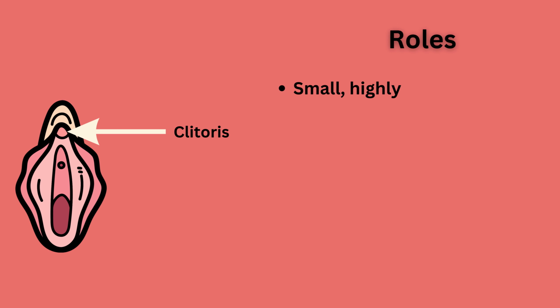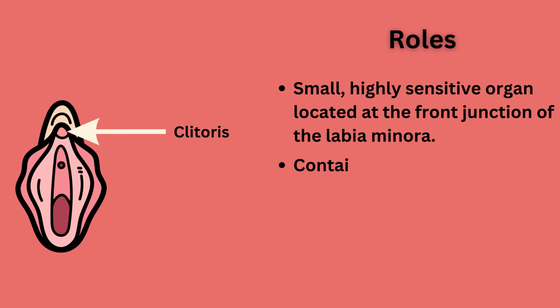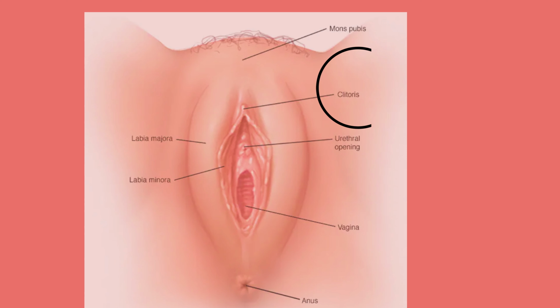The clitoris is a small, highly sensitive organ located at the front junction of the labia minora. It contains a large number of nerve endings, making it one of the most sensitive parts of the body. When stimulated, either directly or indirectly, it can produce pleasurable sensations and contribute to sexual excitement. Therefore, it plays a key role in sexual arousal and pleasure.